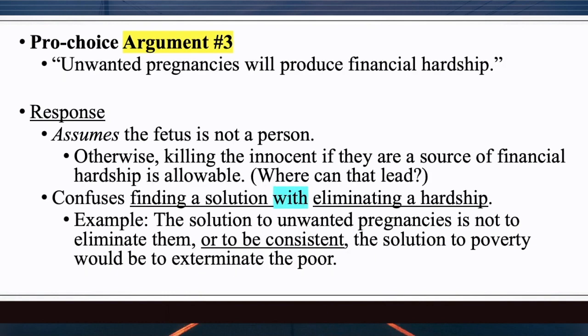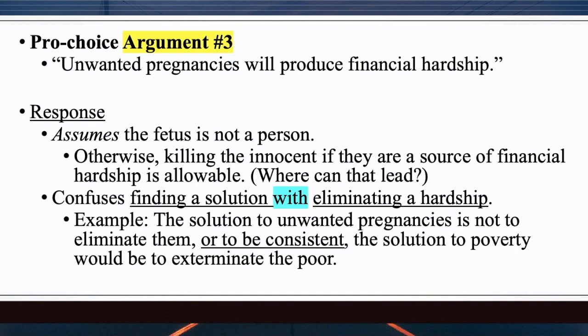Pro-choice argument number 3. Unwanted pregnancies will produce a financial hardship. Okay, again, you're going to see this time and time again. It assumes the fetus is not a person. Otherwise, killing the innocent, if they are a source of financial hardship, is allowable. Okay, and you just ask the question, where can that lead to? Again, if the point is financial hardship, then you can kill the innocent if they can't prove that it's a person. So we would say it's a person. You're killing the innocent person because of a financial hardship.